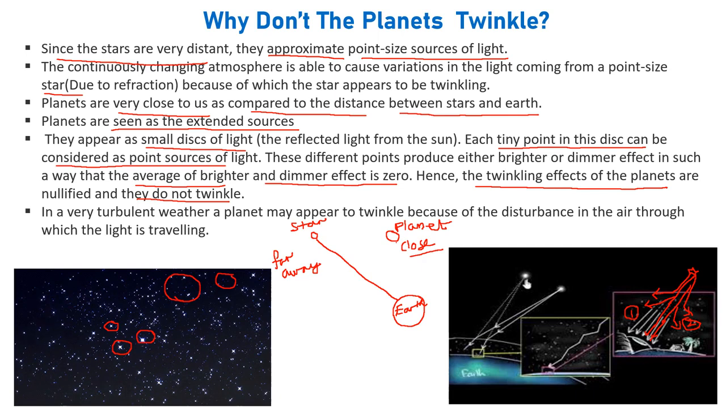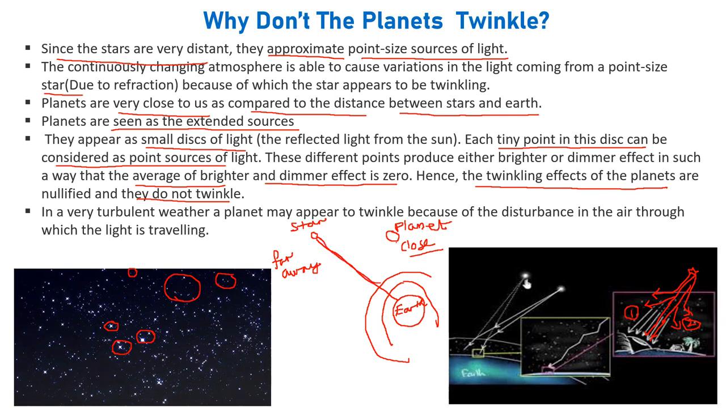Now coming to the next reason, that is, the star is a point source. Point source means if you look at the star here, there is one point from where the light is coming. But the Earth has an atmosphere around it, and due to the refraction of the light in the atmosphere, these stars twinkle.